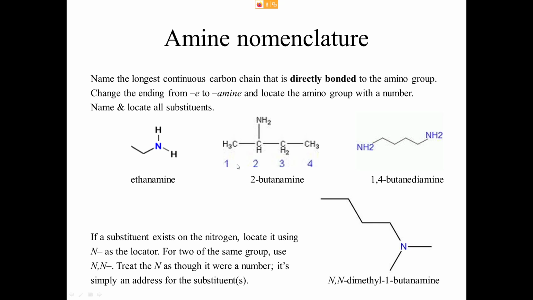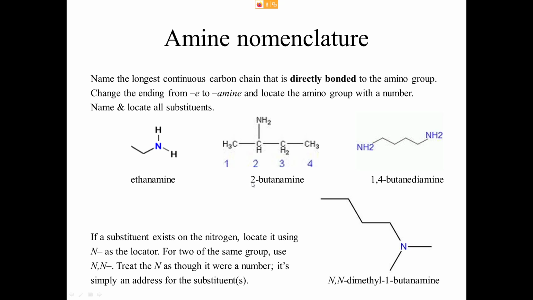Okay, the second one, equally as simple. We just count the longest continuous chain that must include this carbon, because that's the one the nitrogen's on. So it's all 4. So that would be butane. Drop the E from butane, add amine, so it's butanamine, but I need the 2 this time. I have to tell you where the nitrogen is. Right? Here I didn't have to tell you because no matter which carbon it's on, it's number 1. Here it could be on 1 or 2. This would also be 2, and this would be 1. So it could be on 1 or 2. So there are other options. The 2 is necessary. Right?